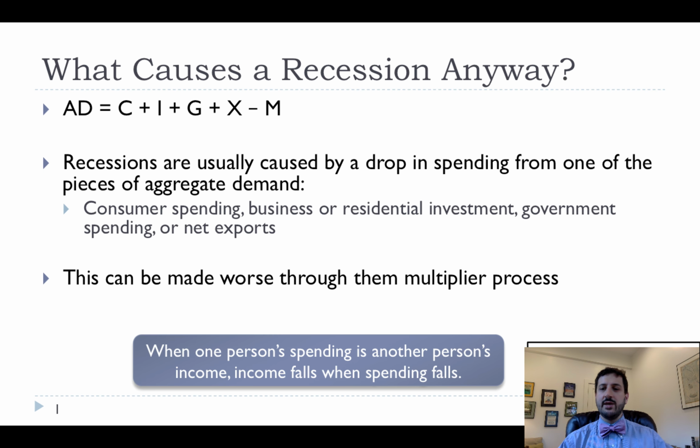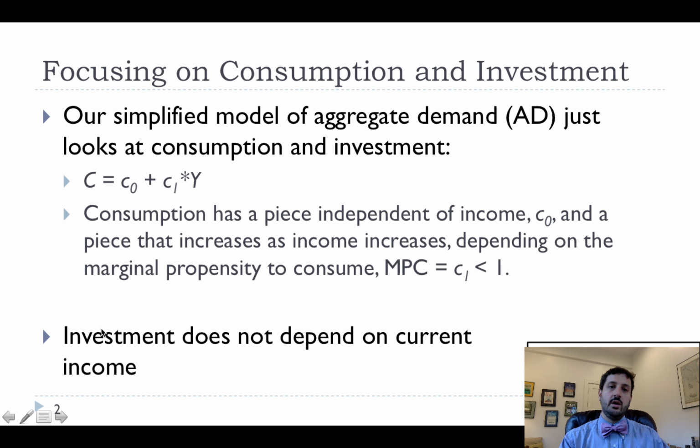And then this can be made worse through the multiplier process because it's always important to remember that one person's spending is another person's income. So when spending falls, that means that somebody else's income falls. And when their income falls, that means their spending is likely to fall as well. And that's what the multiplier process is all about.